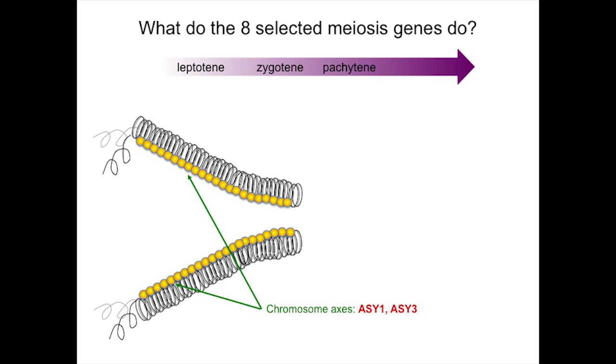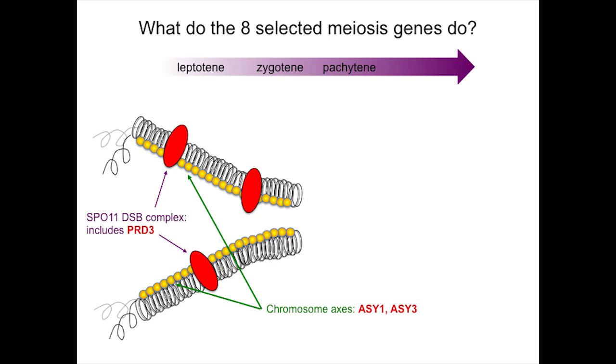And the two major protein components of these are ASY1 and ASY3. And ASY3 is one of our strongest peaks of selection in the arenosa genome. ASY1 is definitely up there. So these two proteins are major structural components of these chromosome axes. And these kind of form a scaffold, in a way, for a lot of what's happening during the early stages of meiosis.